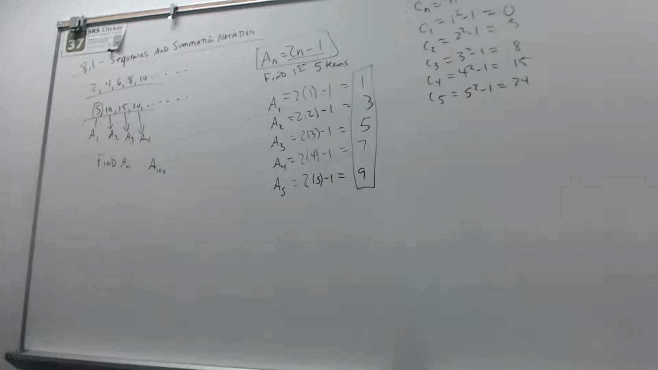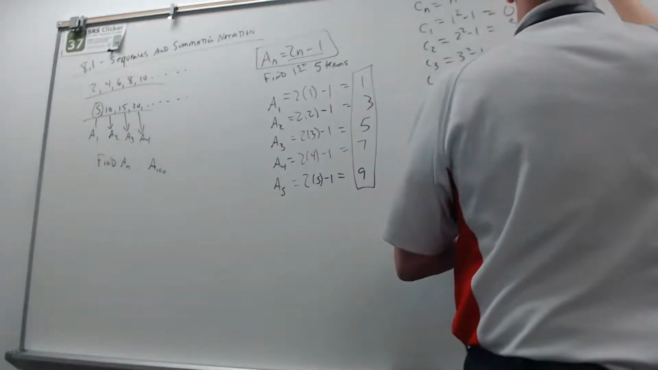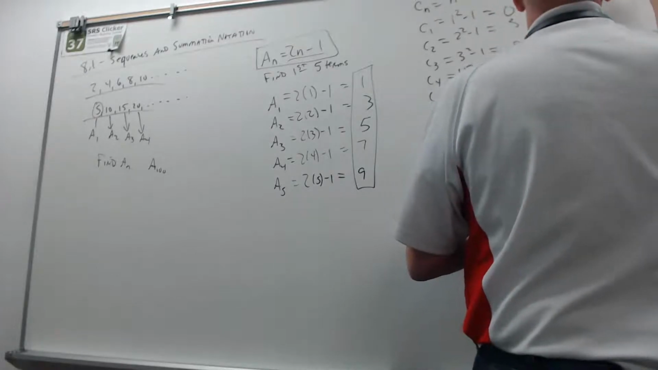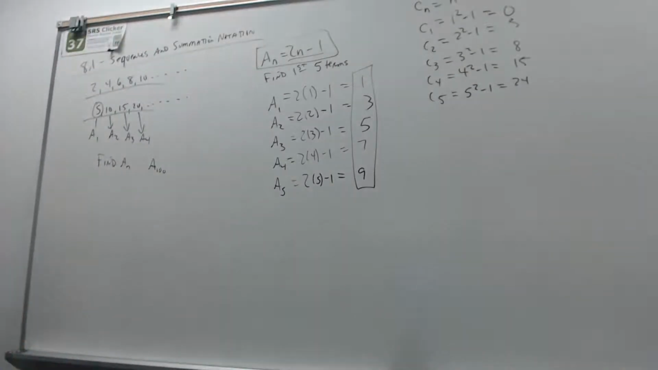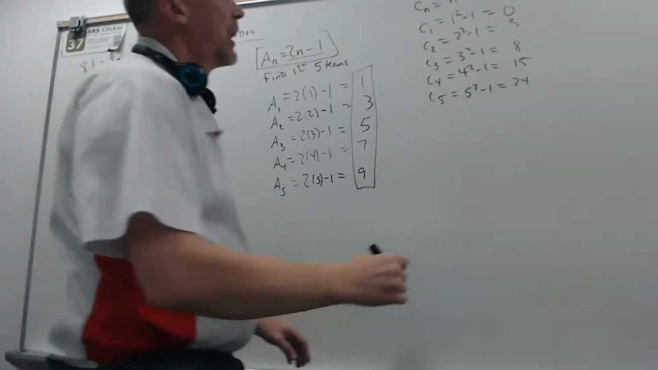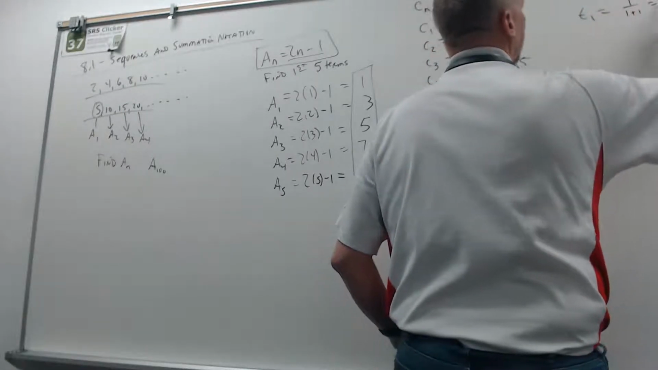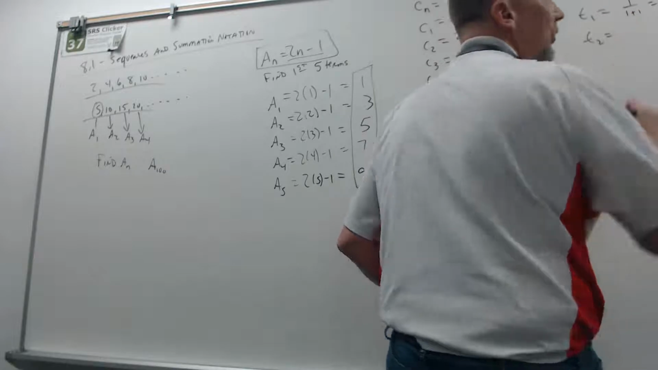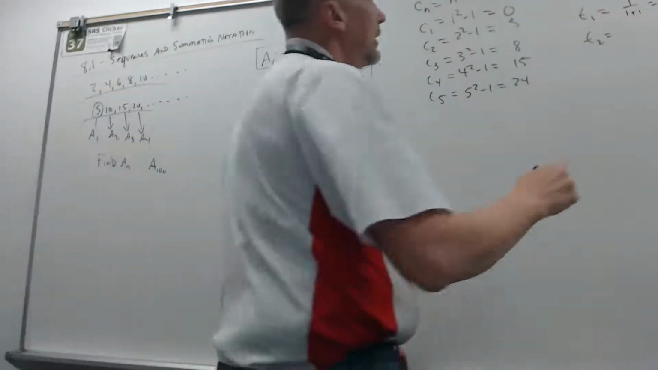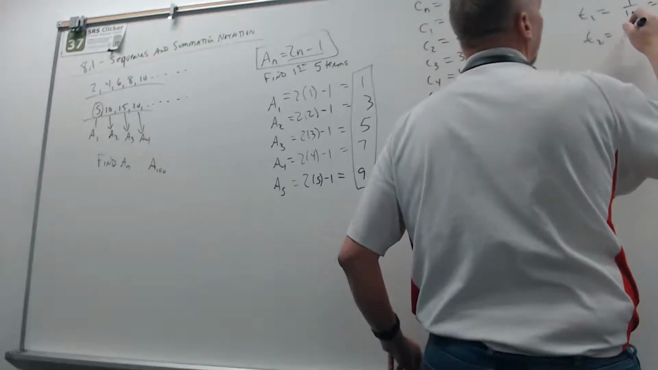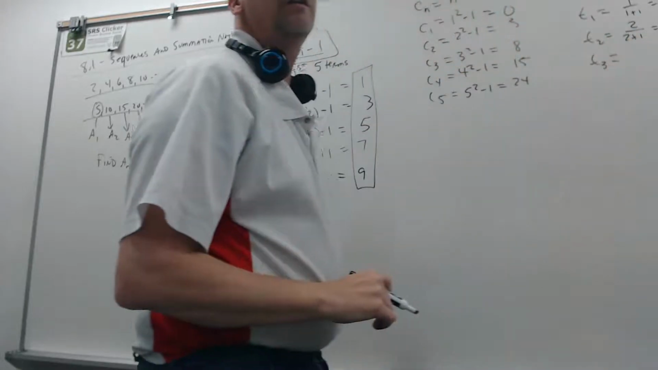Okay. Let's see if we can do them a little bit harder here. How about t sub n equals n over n plus 1? Find the first 5 terms. Niels, what's t sub 1? 1 over 1 plus 1, which equals 1/2. T sub 2 equals what, Jonathan? 2 over 2 plus 1, which equals 2/3. T sub 3 equals what, Bailey?